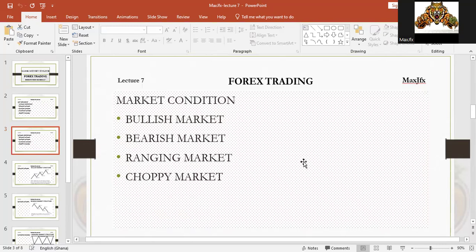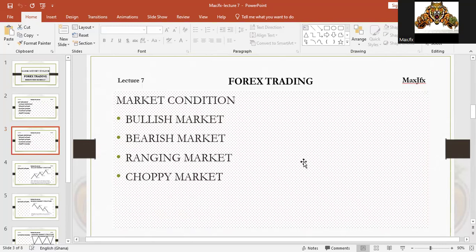So a bullish market means that it is making a series of higher highs and higher lows, which means the buyers are in control of the market. What do I mean by bearish market? So a bearish market means a series of lower lows and lower highs, which means the sellers are in control of the market.